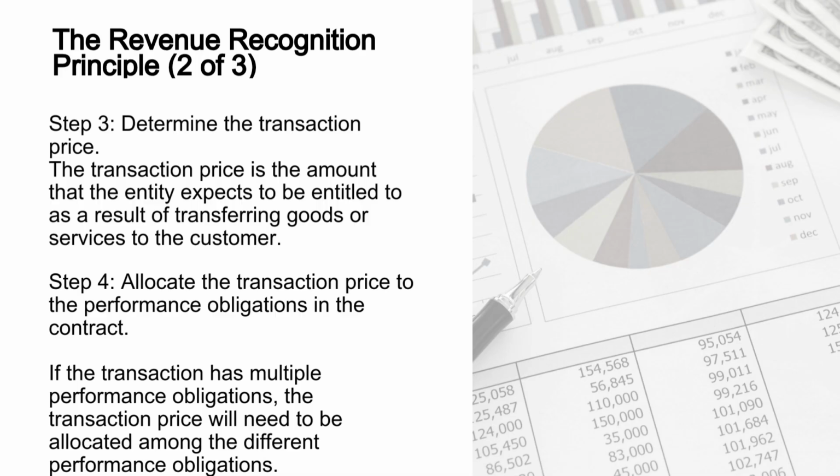Step 4 requires the company to allocate that transaction price across all the performance obligations in the contract. When a contract includes more than one promised good or service, the total price must be divided among each obligation based on their relative value.